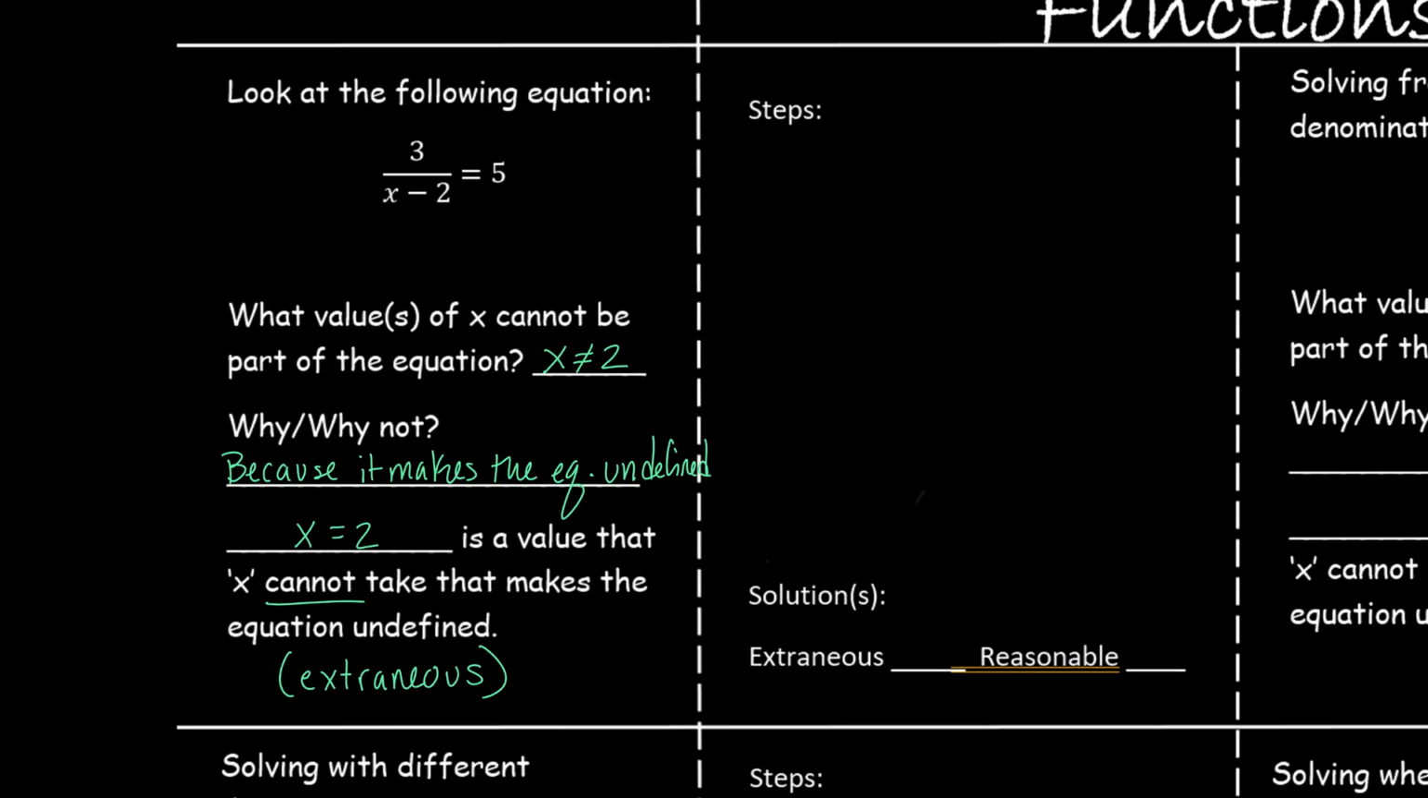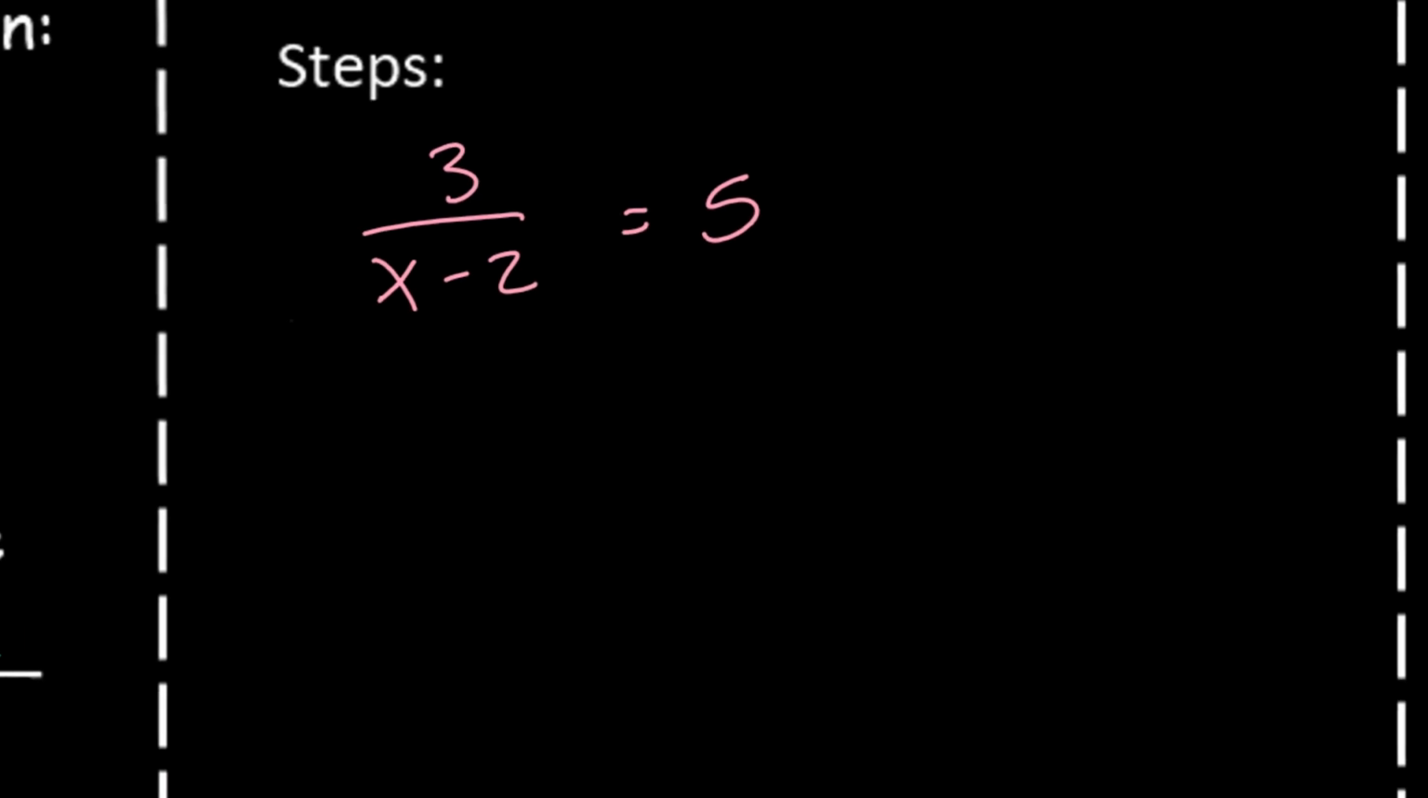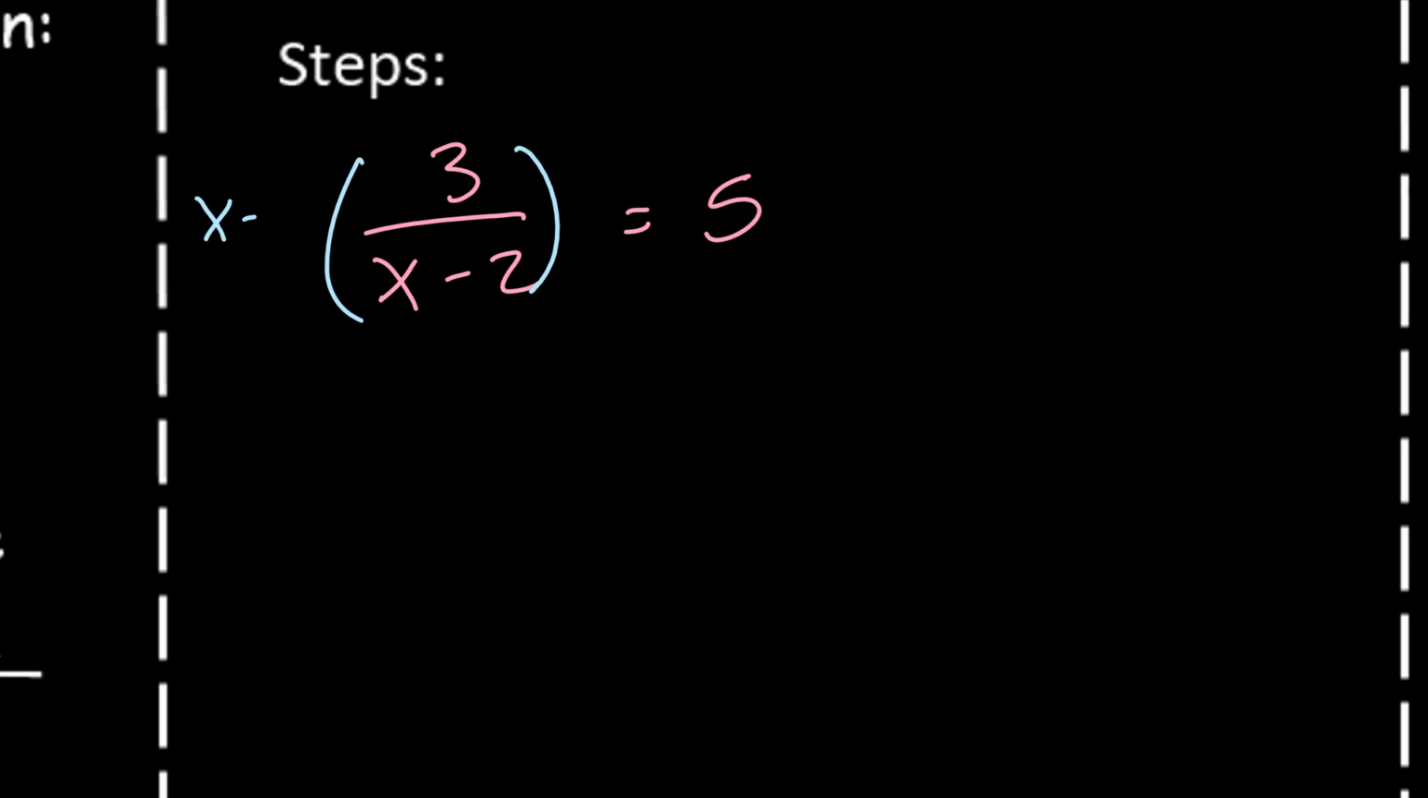All right, so now let's go ahead and start solving. We have 3 over x minus 2 equals 5. Now, how do you think we're going to solve this? Yes, why are we multiplying by x minus 2? Because we have to get it out from underneath. Yeah, we got to get it out of the denominator, right? So we're going to multiply both sides by x minus 2. And here the x minus 2's cancel. So we're just left with 3 set equal to.